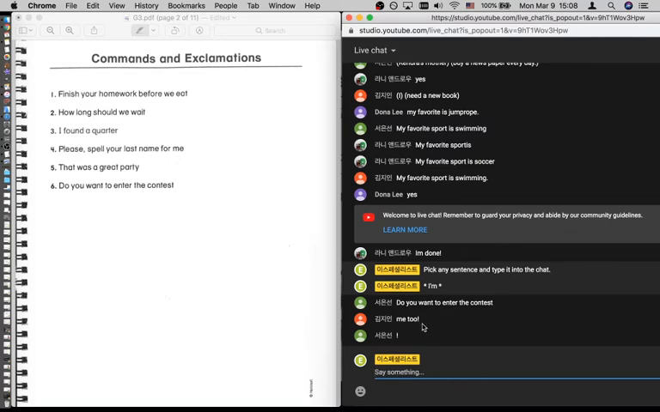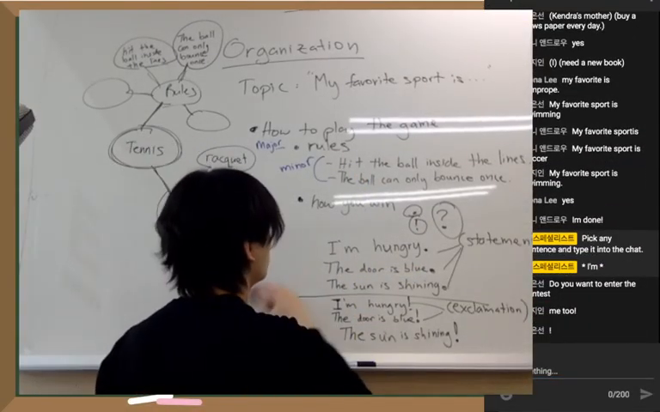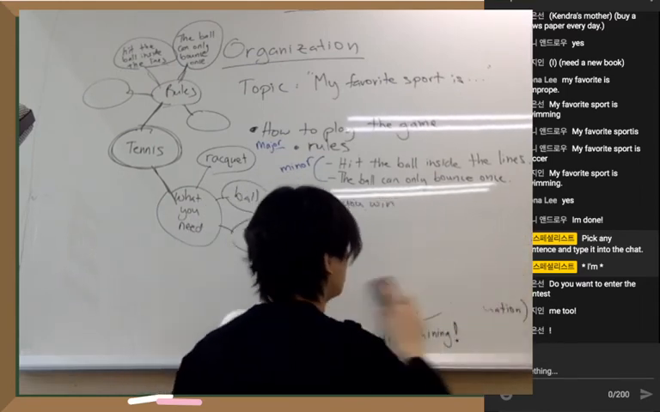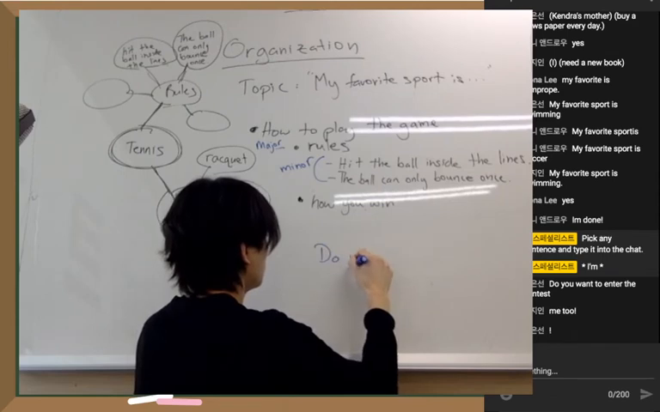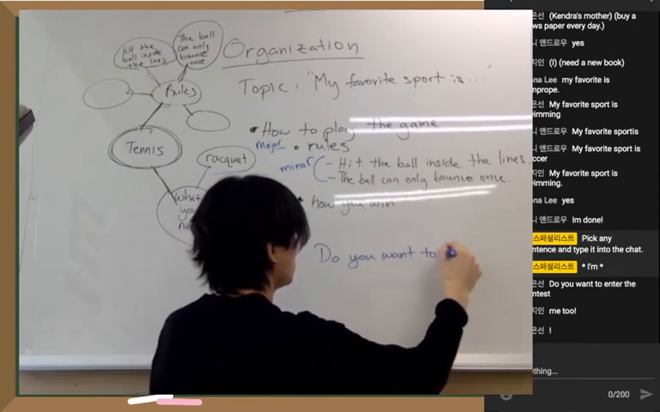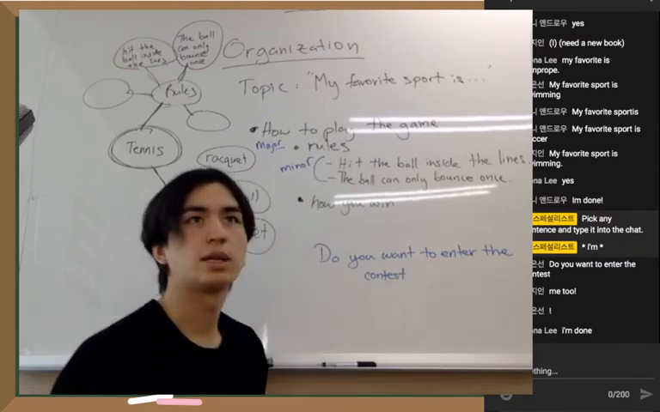Let's see. This is a question here. Do you want to enter the contest? Right? Maybe I can write this on the board. How can I do this? Where should I do this? Maybe I'll do it on the board. How do I switch this again? Technology. Here. So, here. Do you want to enter the contest? Okay. Now we can say here.